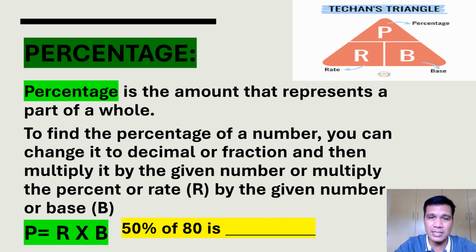Let us take this example. 50% of 80 is blank. What is the answer? Yes, 40 because 50% is 1/2. So 1/2 of 80 is 40. Or you can simply multiply 50% to 80. So 50% times 80 is 40. Let us know the process.